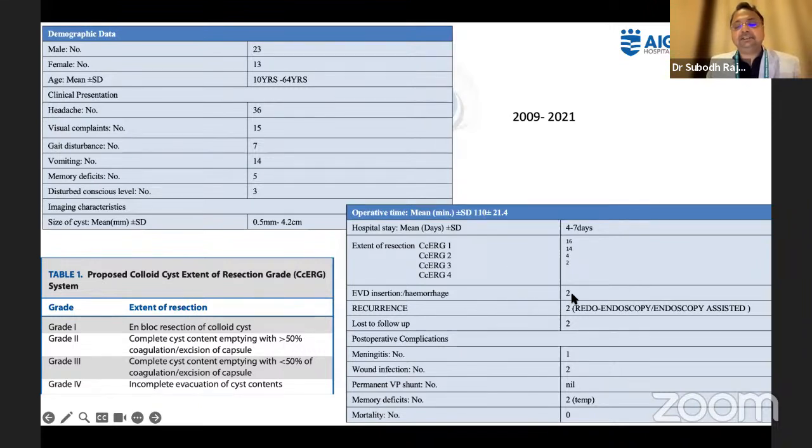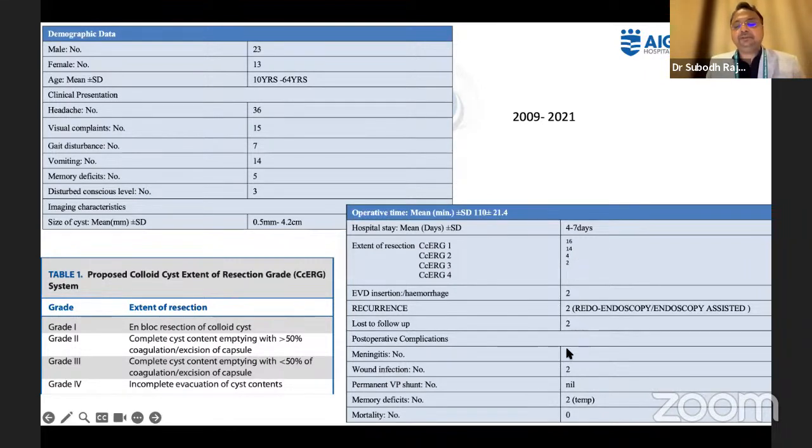EVD insertion was done in 2 cases. We had 2 recurrences, and our minimum follow-up is around 2 years as of now. We have not taken the cases after 21, actually. We have done another 4, 5, 6 cases around, I think. And redo we have done.